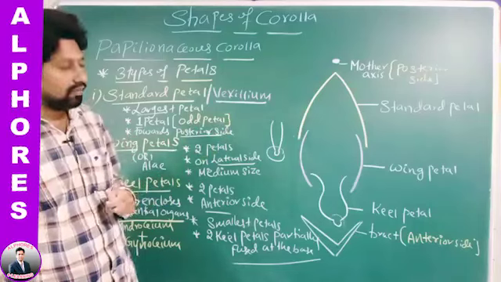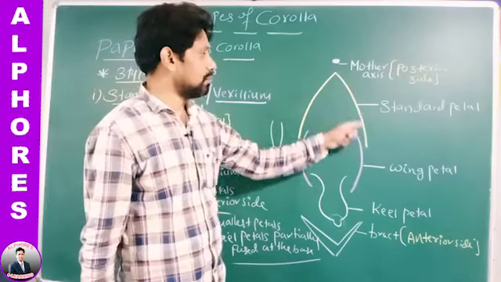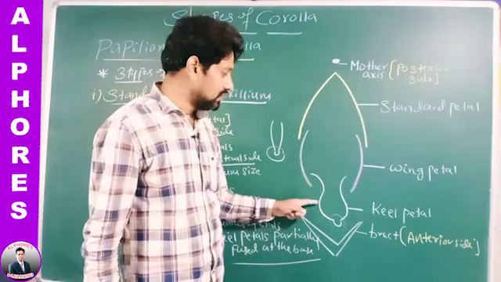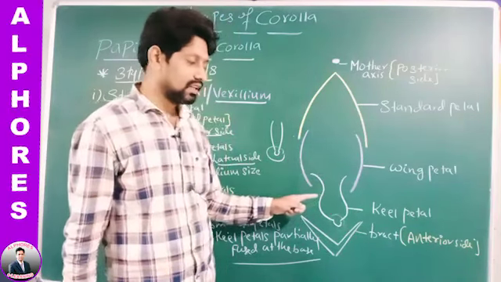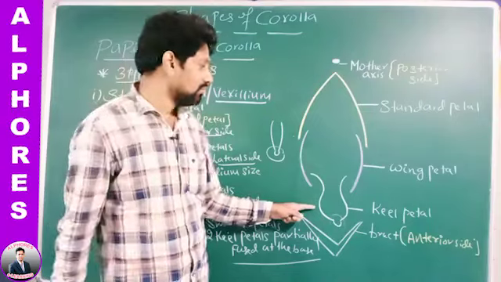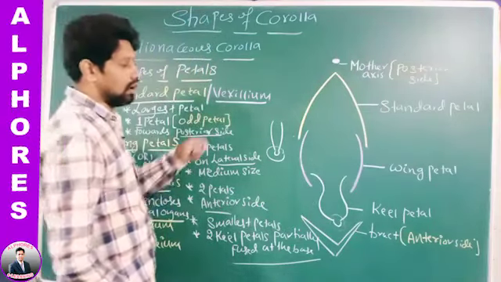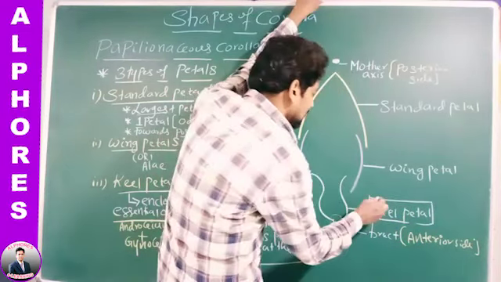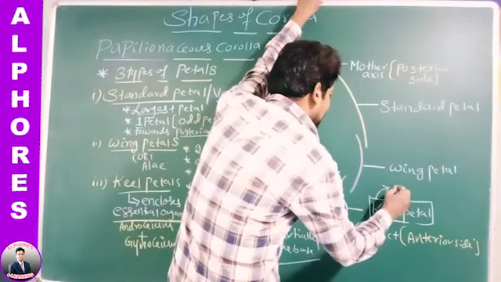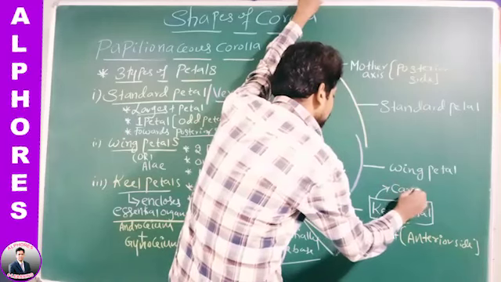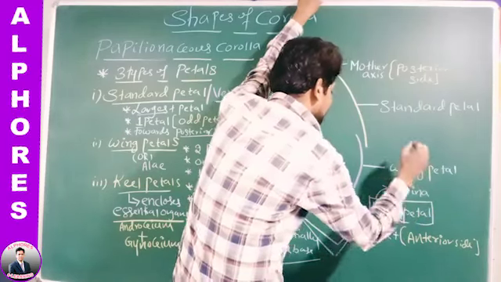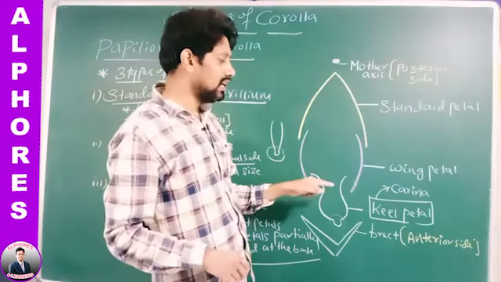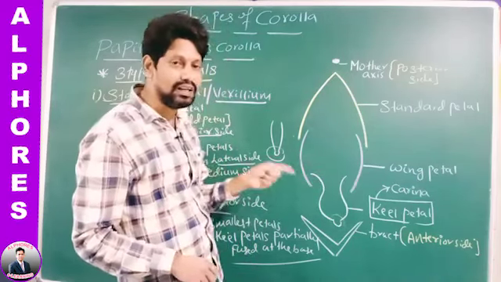See this diagram once. This is the standard petal, only one. These two are wing petals, two in number. These two are keel petals, two petals. I am speaking about keel petals. Keel petals are also called carina. We can pronounce it as carina. Therefore, keel petals are also called carina.